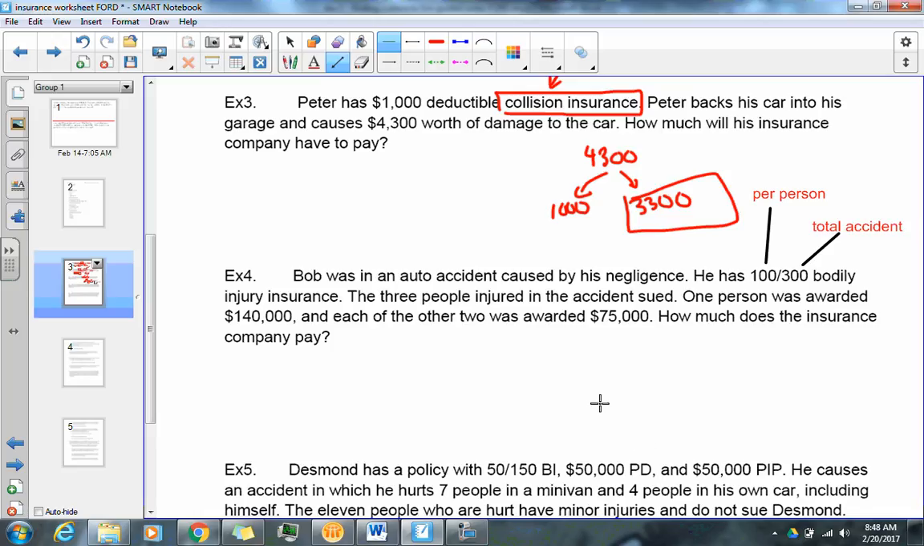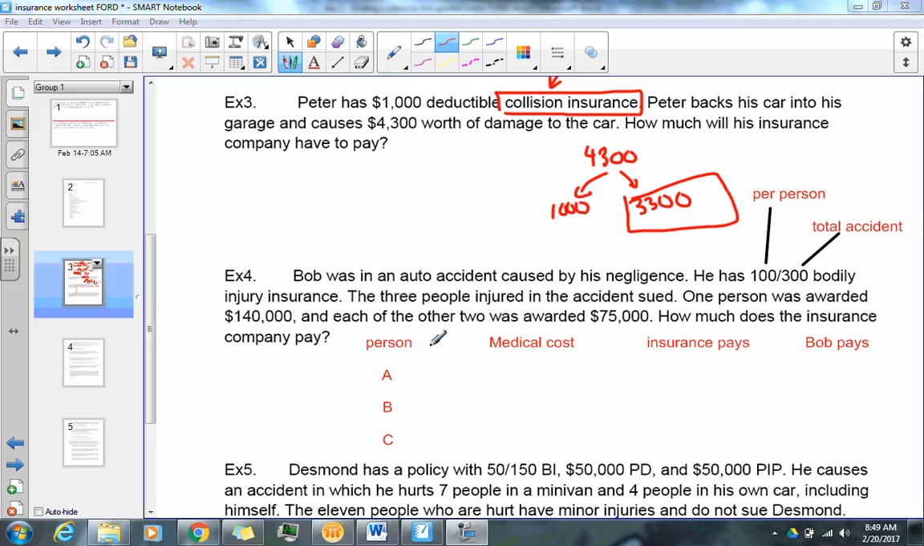Now, here's what's going to happen. I'm going to create a chart here because it says 3 people were injured in the accident, and the 3 people injured in the accident sued. One person was awarded $140,000. We can read the rest. So let's go ahead and make our chart. All right, so here's my chart. It says one person was awarded $140,000.